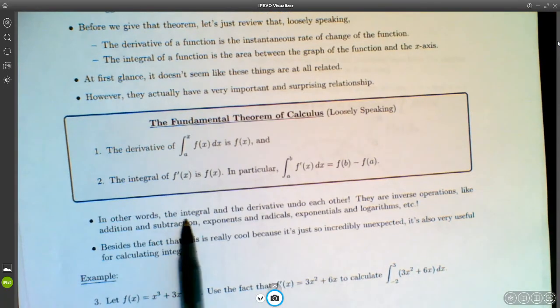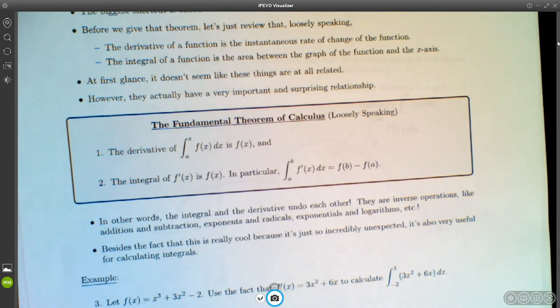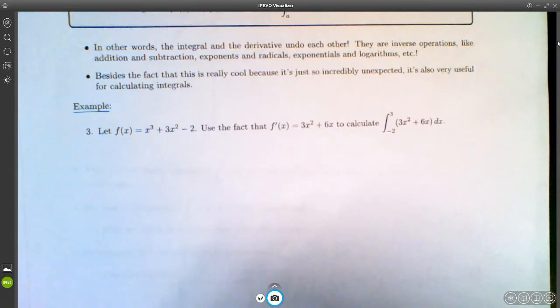So in other words, the integral and the derivative undo each other. If you start with a function and you take its derivative, and then you integrate the derivative, you're going to end up back with the original function, loosely speaking. Right? There are some details that we're kind of glossing over, and your calculus instructor will go over those details with you.